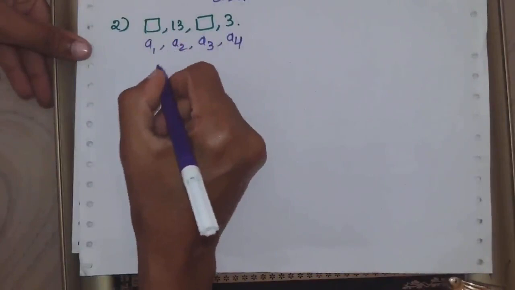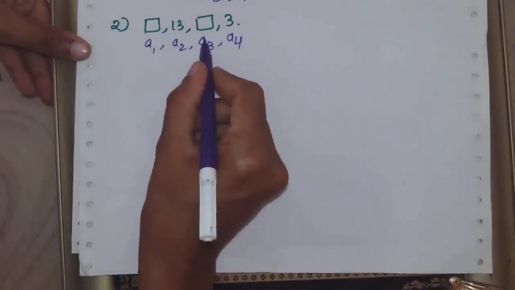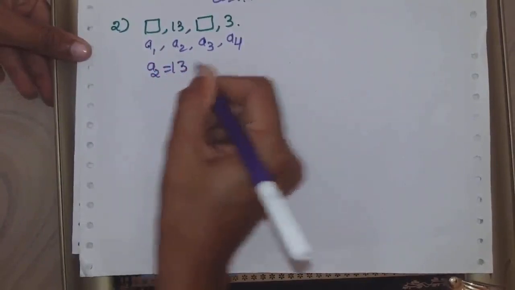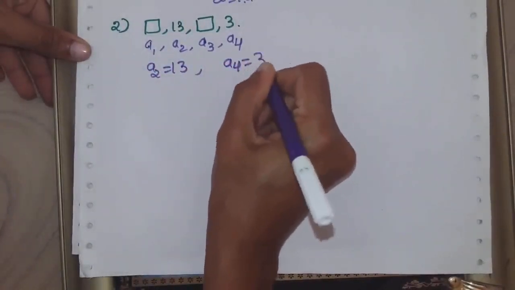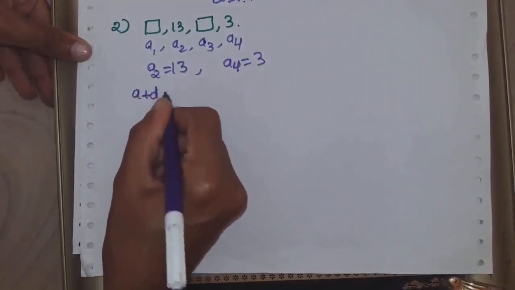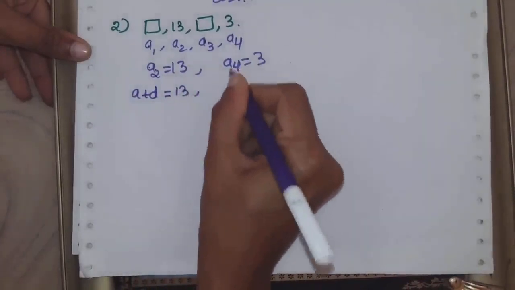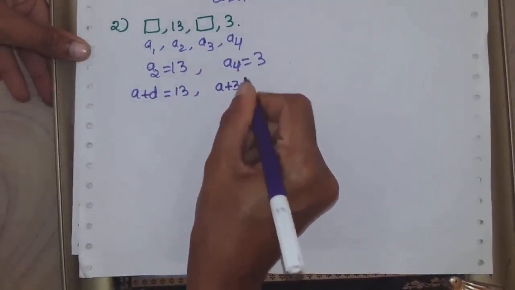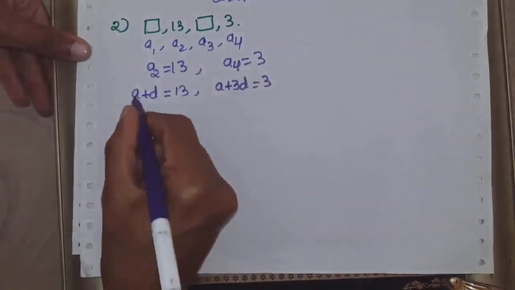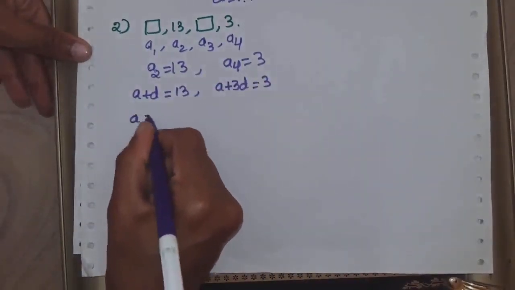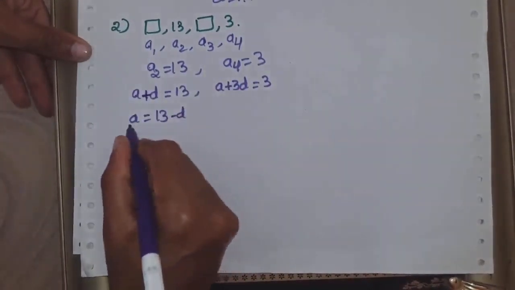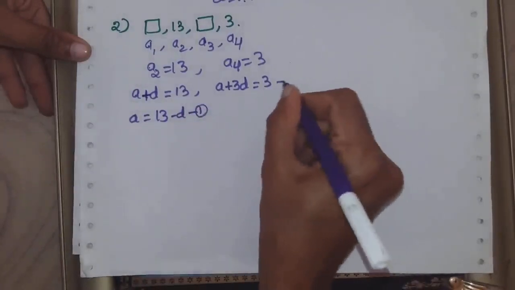The second question: we need to find out a1 and a3. Yes, they have given a2 is 13 and a4 is 3. So here a2 can be written as a plus d equals 13, and a4 is a plus 3d equals 3. I just solve these two equations. I take a equals 13 plus d, which becomes 13 minus d. Yes, this is equation number 1, and this is equation number 2.